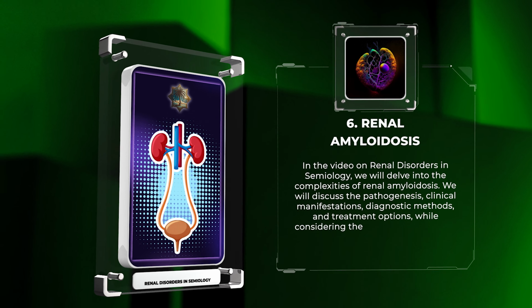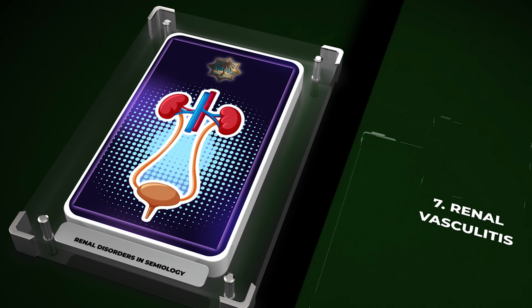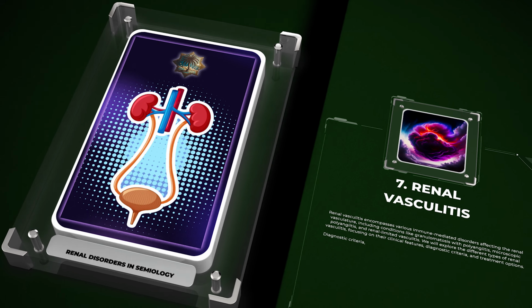We will discuss the pathogenesis, clinical manifestations, diagnostic methods, and treatment options, while considering the impact on prognosis. Renal vasculitis encompasses various immune-mediated disorders affecting the renal vasculature, including conditions like granulomatosis with polyangiitis, microscopic polyangiitis, and renal-limited vasculitis. We will explore the different types of renal vasculitis, focusing on their clinical features, diagnostic criteria, and treatment options.